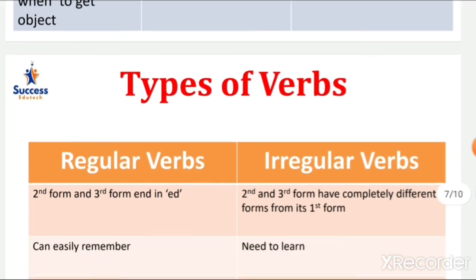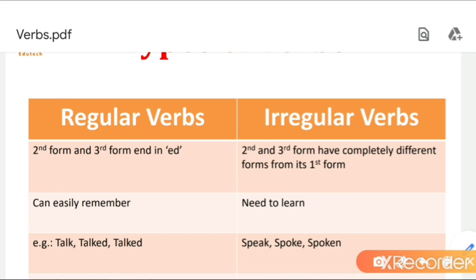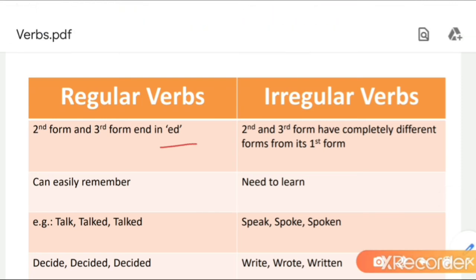Now, next types are regular and irregular verbs. These are very easy to understand because regular verbs contain ed in the second and third forms. We have already discussed which are the second and third forms of verbs. So ed is applied onto the second and third form. On the other hand, in irregular verbs, the second and third forms are totally different from the first form.